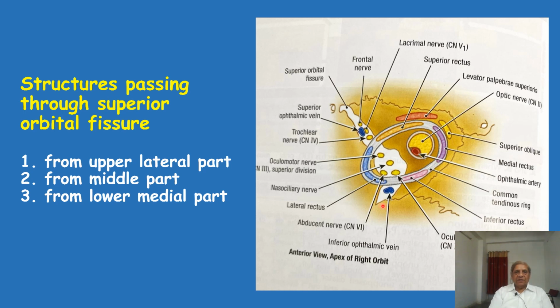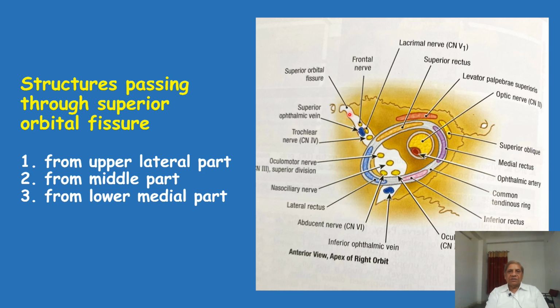And from the lower medial part, only one structure is passing from the orbit towards the middle cranial fossa, and this is the inferior ophthalmic vein. Both the superior and inferior ophthalmic veins go and open into the cavernous sinus. Usually they open separately, or they may join each other to form a common ophthalmic vein, and then open into the cavernous sinus.